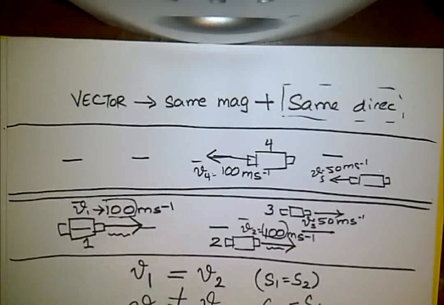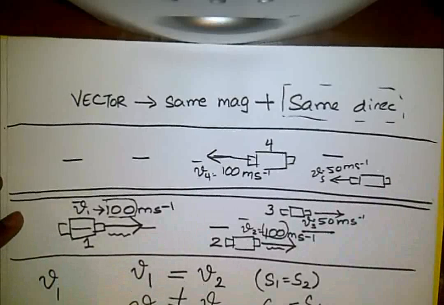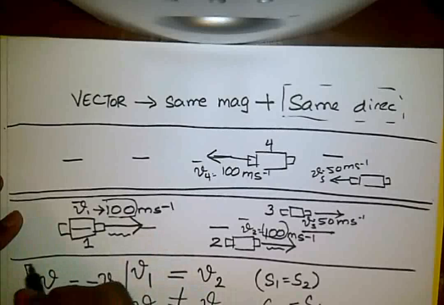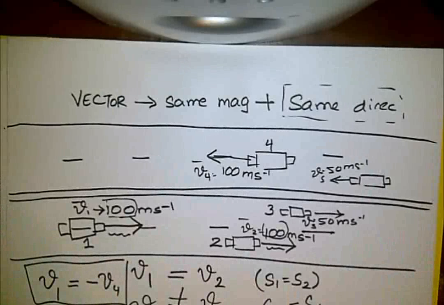So what can we say? We can say that velocity 1 is equal to minus velocity 4. Why? Because it's just in the opposite direction. We'll look at this in more detail in the upcoming videos, but this is basically just to understand when a vector is equal to another vector and when a vector isn't.